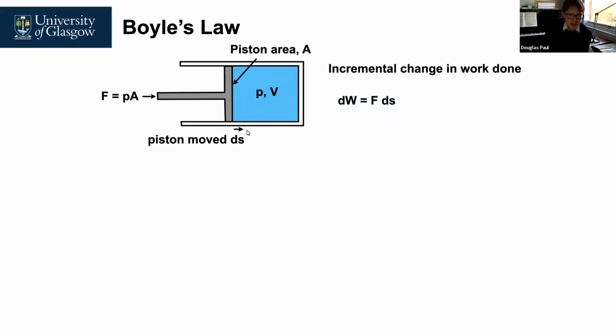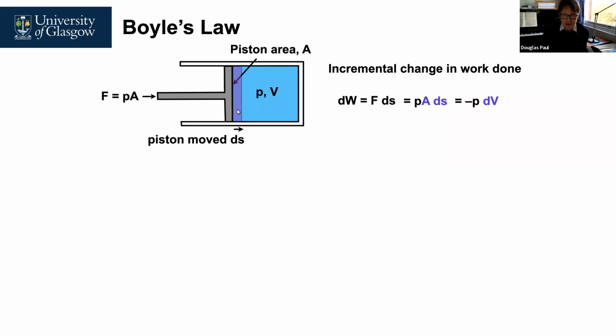So if the piston moves by a small amount, an incremental amount ds, s for distance here, the incremental change in work done, or energy of this gas, is the force on the cylinder times this small incremental displacement. Now, if we look at what we've defined here, the volume is just the area times ds. And we can exchange in here force for PA. This is going to become the volume. So we can change this.